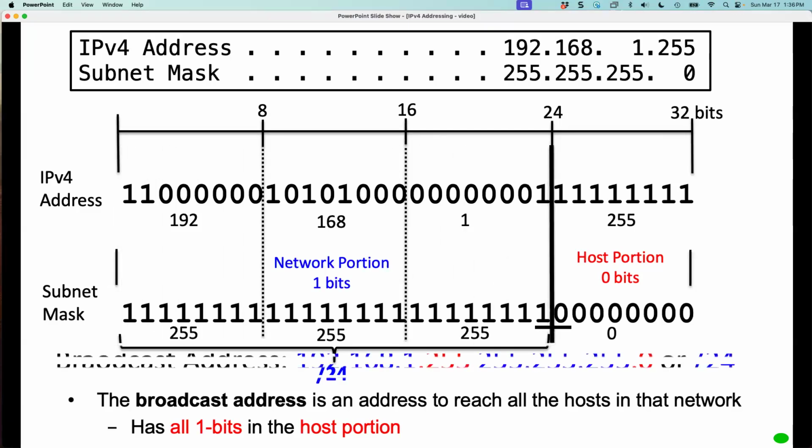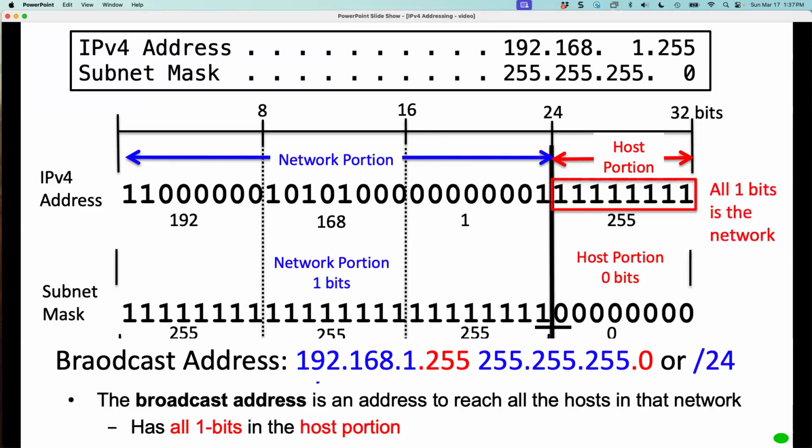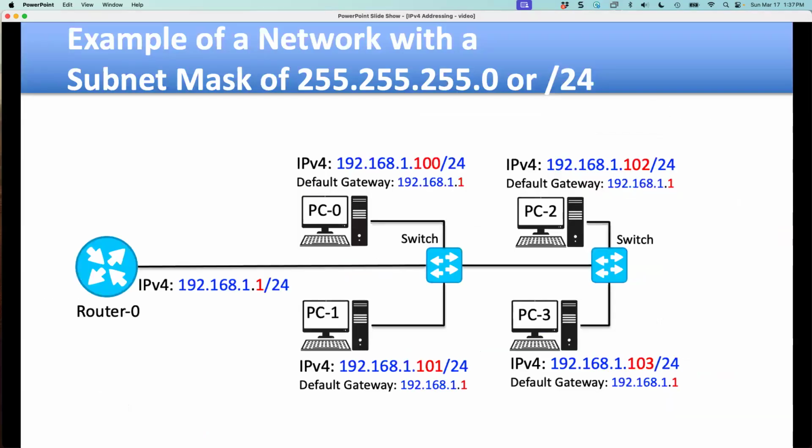All right, so let's move our line over. We have our 192.168.1 in the network portion. Notice in the host portion, we have all 1 bits. That gives us a broadcast address of 192.168.1.255. All 1 bits in the host portion. So if I move this over here, network portion, all 1 bits in the host portion. That's a broadcast address.